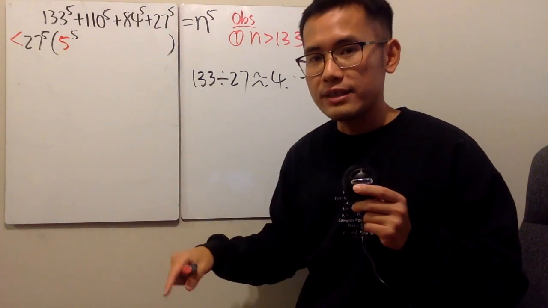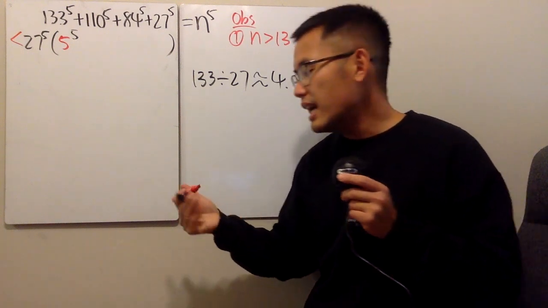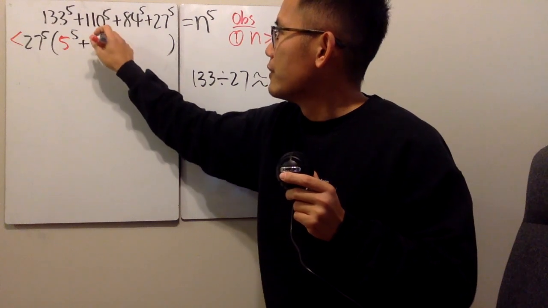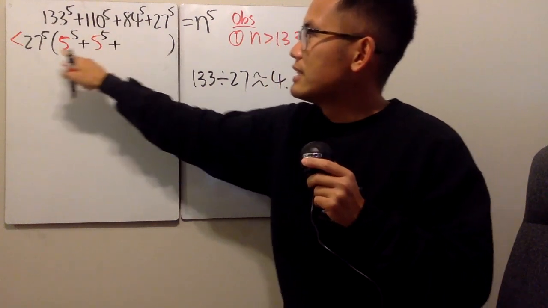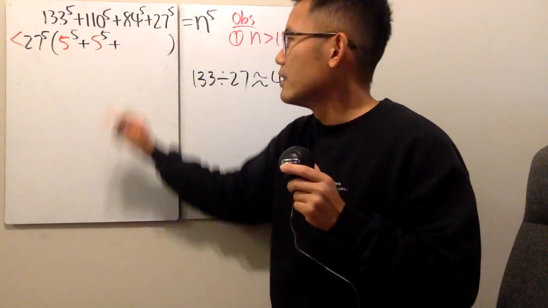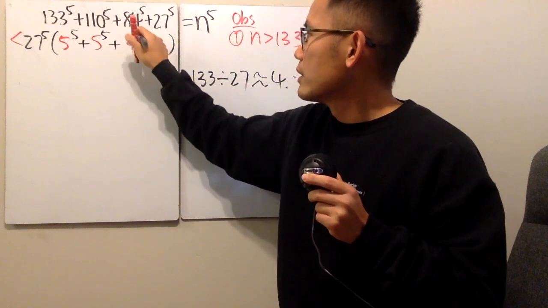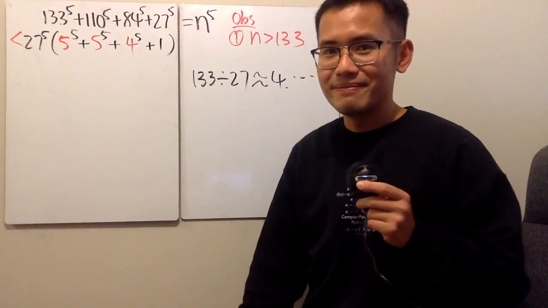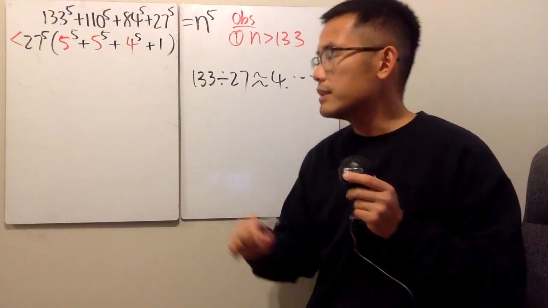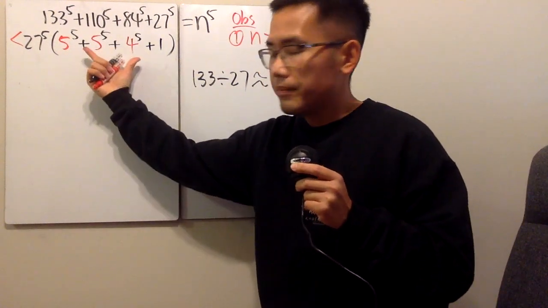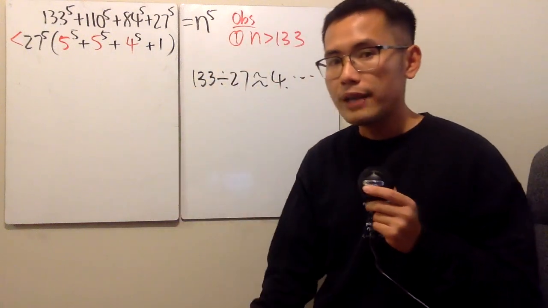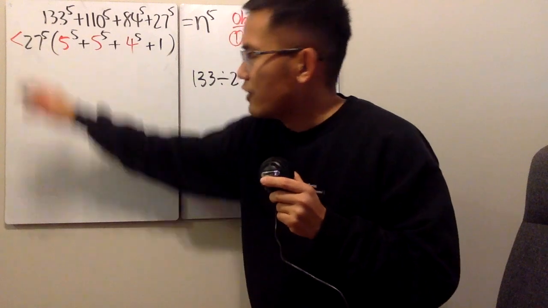110 divided by 27 is about 4 point something again. So I'll just write this down as plus 5 to the 5. And the next one, this divided by 27 is about 3 point something. So we round up, which is 4, and then 5. And then this right here is just going to be 1. Very nice. Now, my next goal is to write this as some number to the fifth power, because on the right hand side, we just have n to the fifth power, right? And we have 27 to the fifth power already.